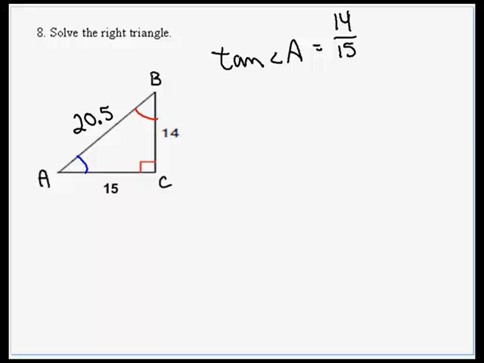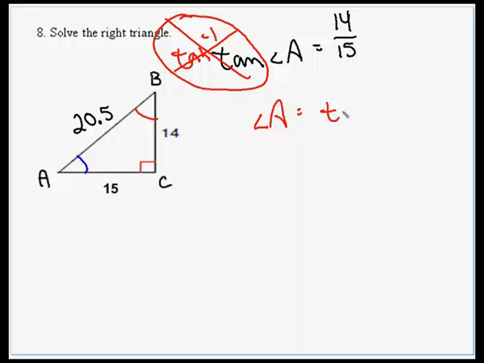And we want to solve this for the angle. How do we get rid of tangent? We use the tan inverse. Like squares and square roots, they cancel each other out. So we're left with angle A is equal to the tangent inverse of our fraction 14/15.